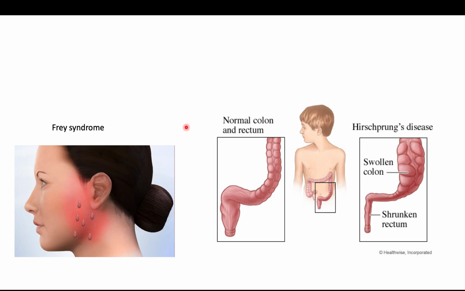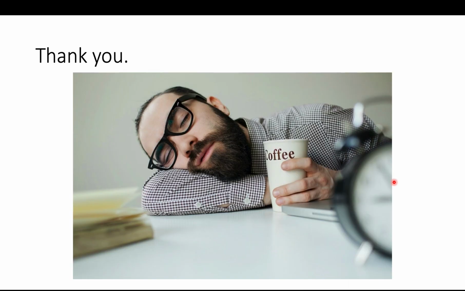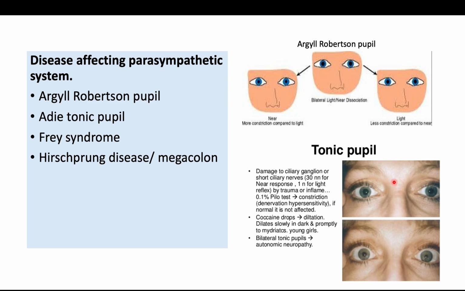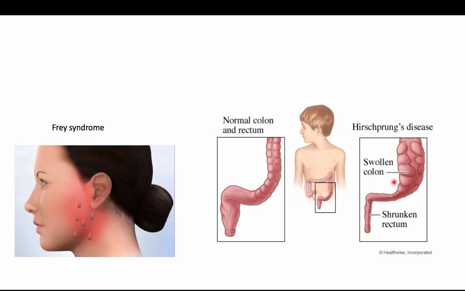Another example that we have is Frey syndrome. Those who have gone through surgery, for example, some of them might have Frey syndrome because their autonomic nervous system undergoes dysfunction or disturbance. Here is Hirschsprung disease. Okay, alright. I'm not going to discuss these disturbances in much detail because we're going to discuss them in STD.